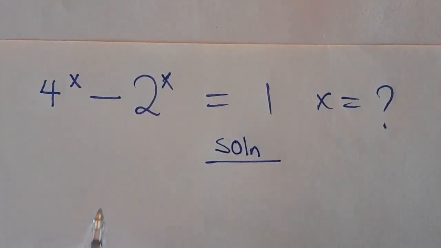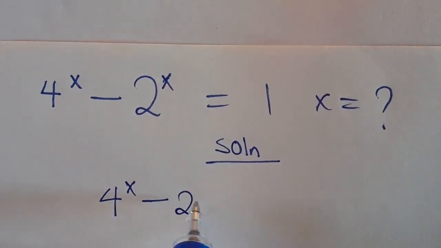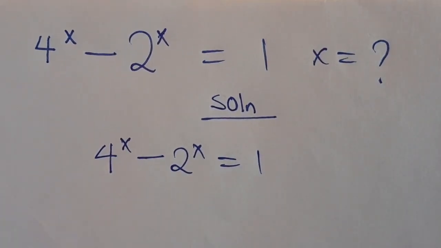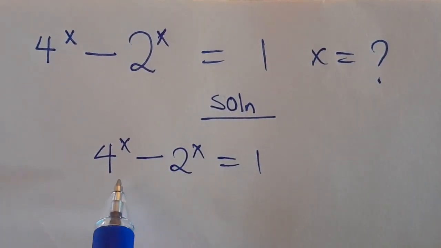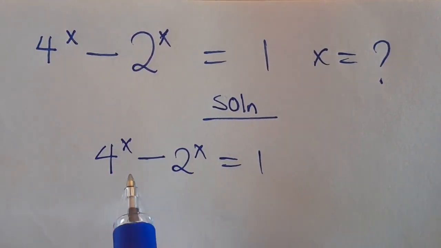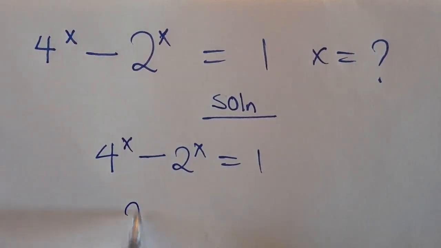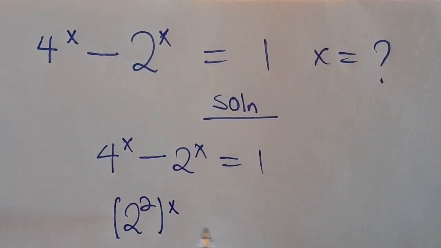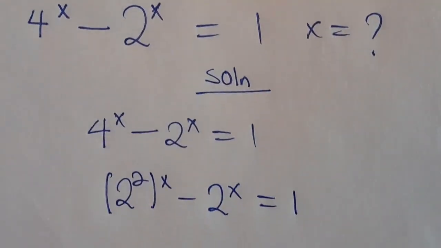So from here we have 4 raised to the power x minus 2 raised to the power x equals 1. But mind you guys, we can write 4 raised to the power x in base 2 as 2 raised to the power 2. Then again, raised to the power x minus 2 raised to the power x equals 1.